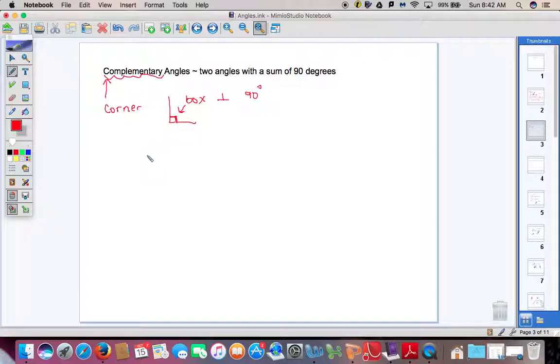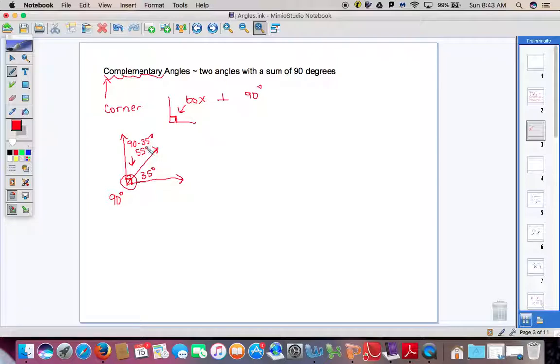Okay, so if we've got a box here, that box indicates we've got a 90 degree, or a right angle, and we're told that this is 35 degrees, then you can simply find the extra angle here, this unknown angle, by saying 90 minus 35 degrees, and 90 minus 35 degrees is 55 degrees.